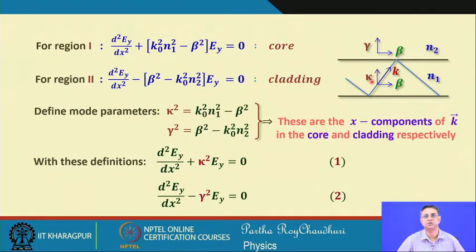And because k 0 n 1 is more than beta, we write in this way, whereas beta is more than k 0 n 2. So, we write in this way for modes to be supported. We will look at this condition later. With these definitions, we can write this equation: del square E y del x square plus kappa square E y equal to 0 for the first equation, and for the second equation we can write del square E y del x square minus gamma square E y equal to 0. So, these are the two wave equations for E y governing the propagation of the electric field in the structure for the core and the cladding.